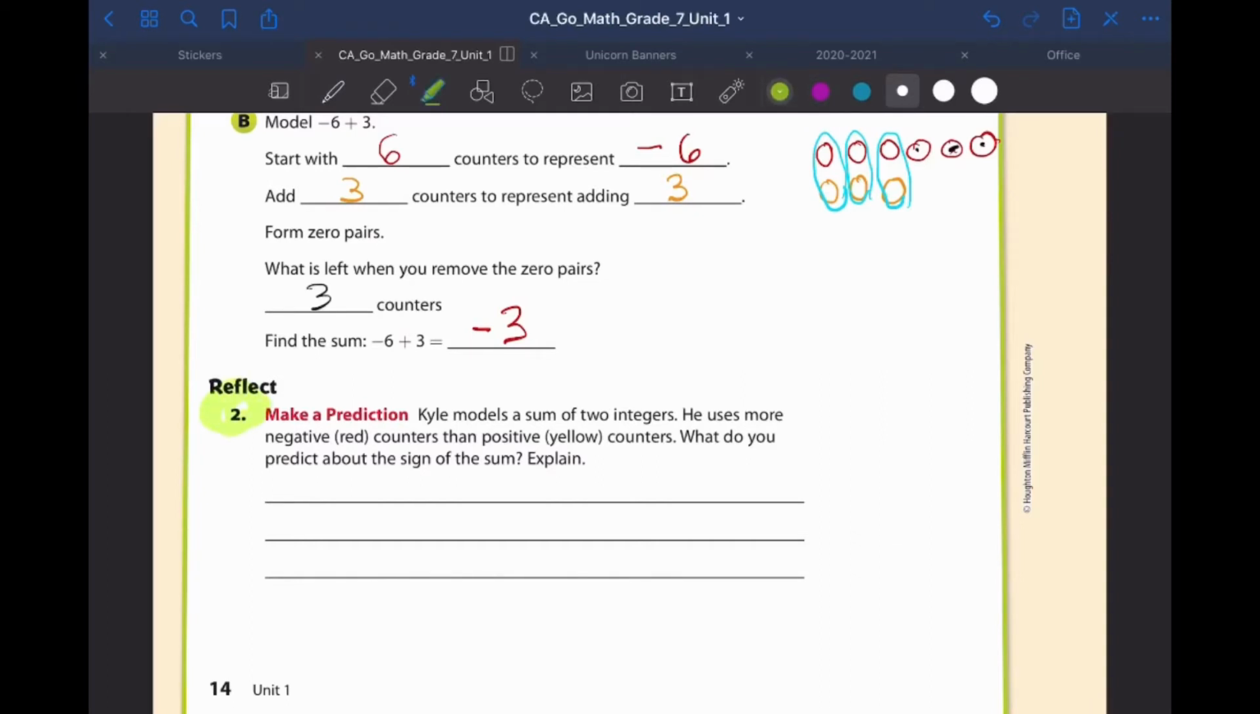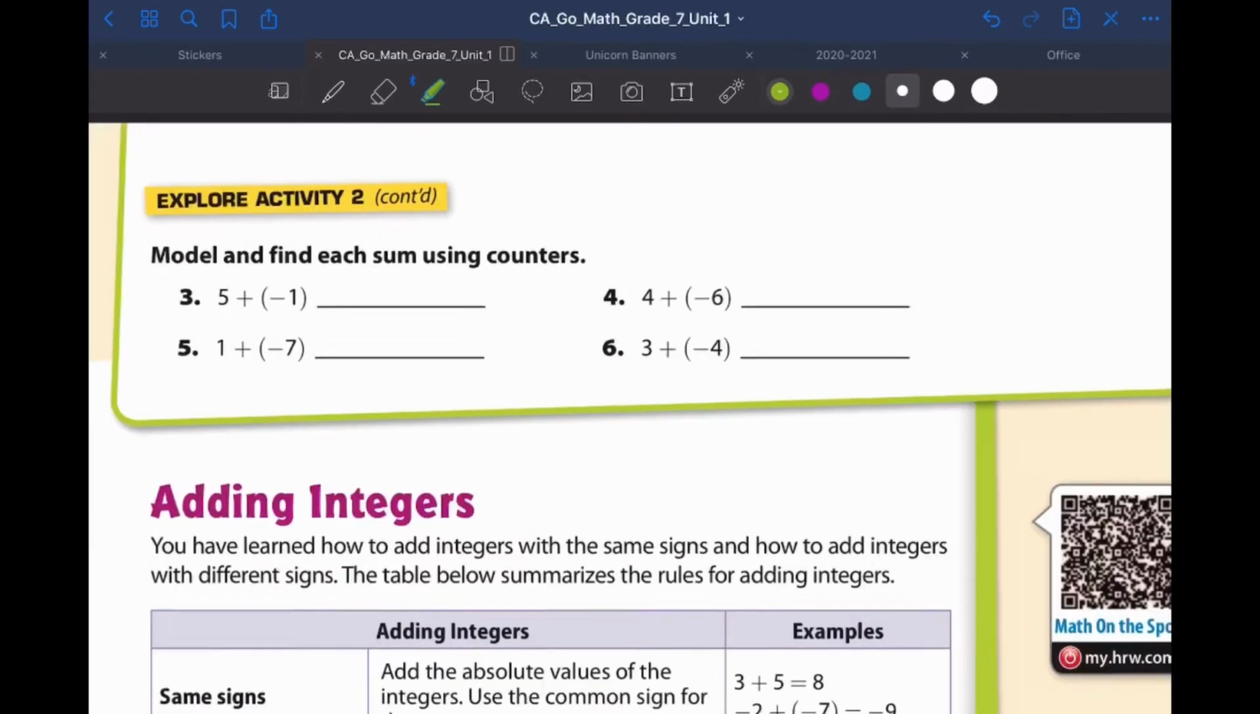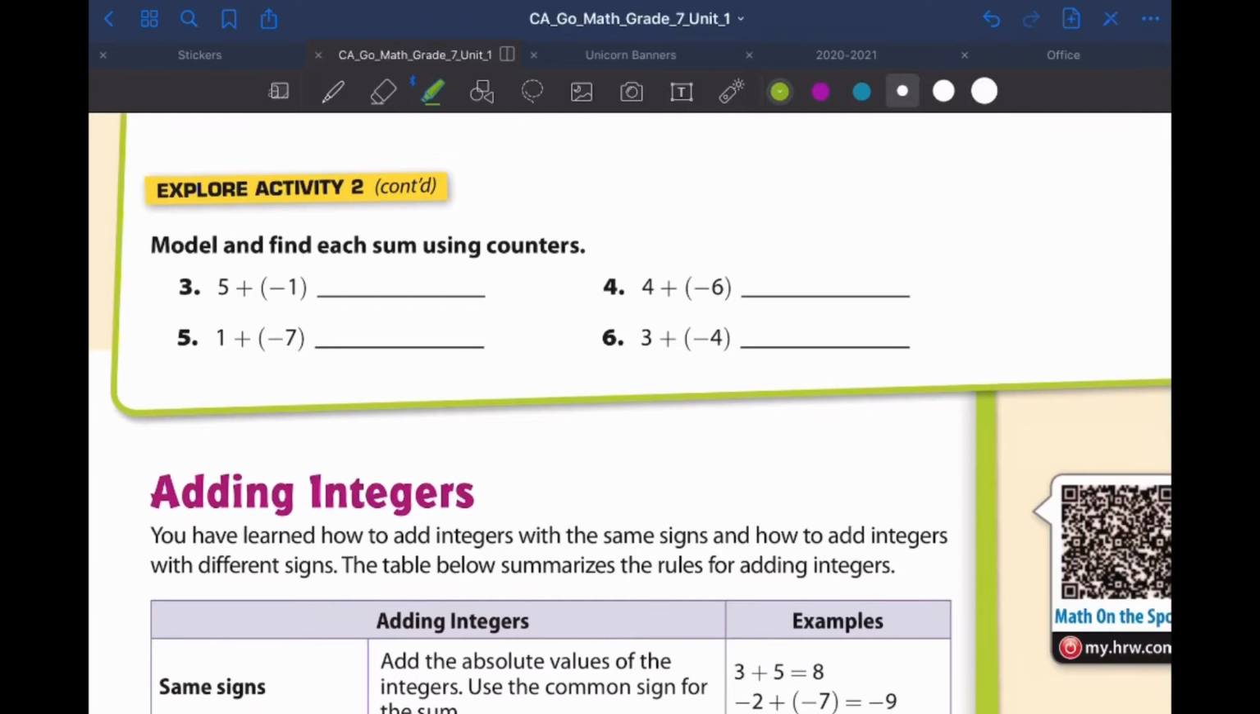It says, make a prediction. Kyle models a sum of 2 integers. He uses more negative, so more red, counters than positive counters. What do you predict about the sign of the sum, and explain? Remember, a prediction is like you're making a guess based on what you heard. And also do 3, 4, 5, and 6 by using counters.